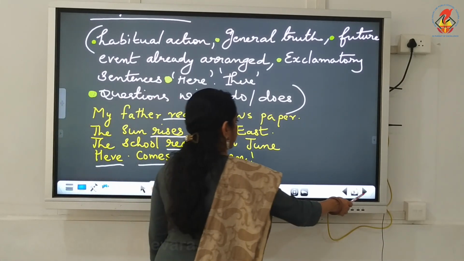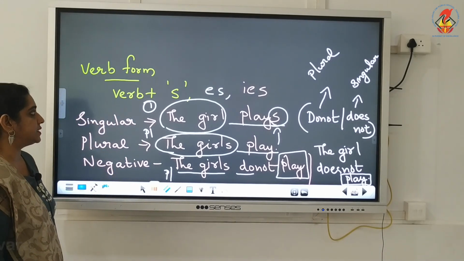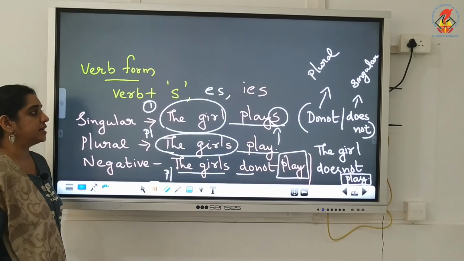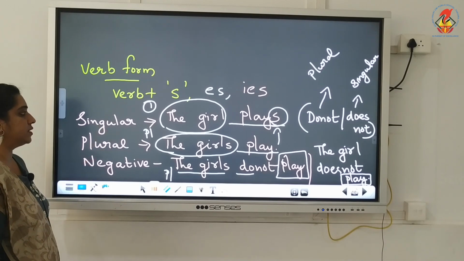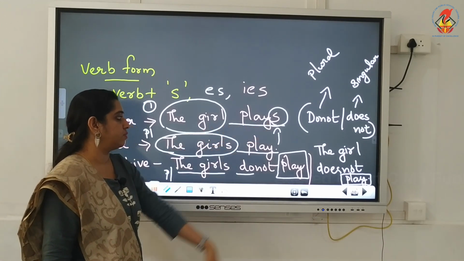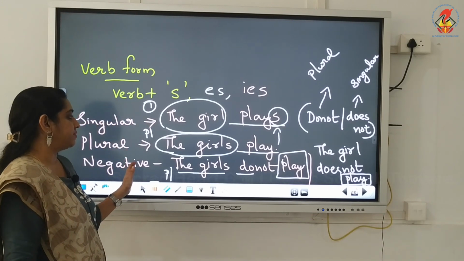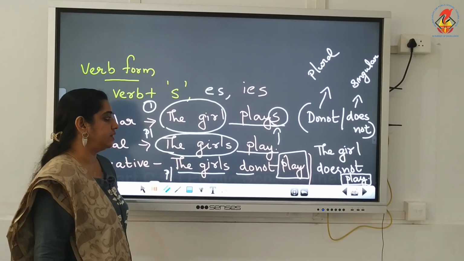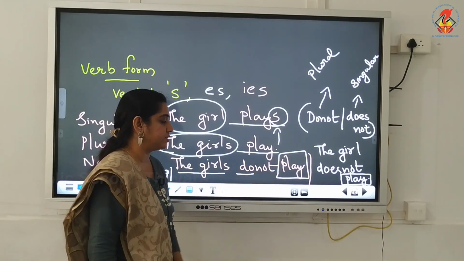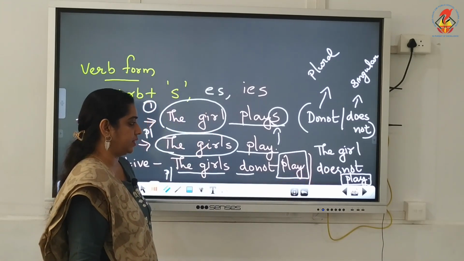Then what did we study next? Next we studied about verb forms, how to make verbs in simple present tense. You can use s, es or ies with the verb to make it simple present. In singulars and plurals, what are the rules? The girl plays, because this is singular, you have to add s with the verb. As this is plural, you have to use the original form of the verb. Then negative, you can make it negative by adding do not or does not. If you are using do not, the original form of the verb is used along with that. If you are using does not, the original form of the verb is used along with that.